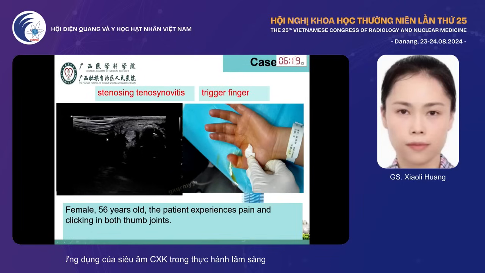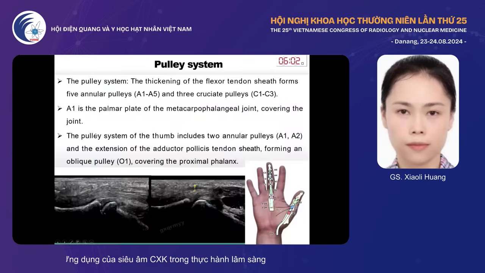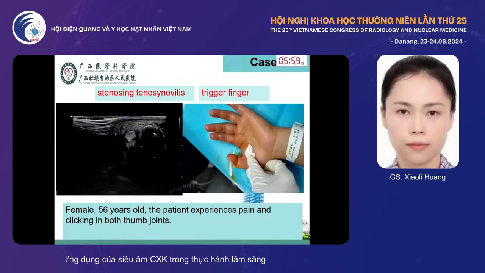Ultrasound image shows thickening of the A1 pulley on the left thumb. The patient can be clearly diagnosed with tenosynovitis, or trigger thumb. The following video is us treating the patient's left thumb, first separating the tendons under ultrasound guidance, and then releasing the A1 pulley. After the treatment, the snapping of the patient's thumb disappears immediately.